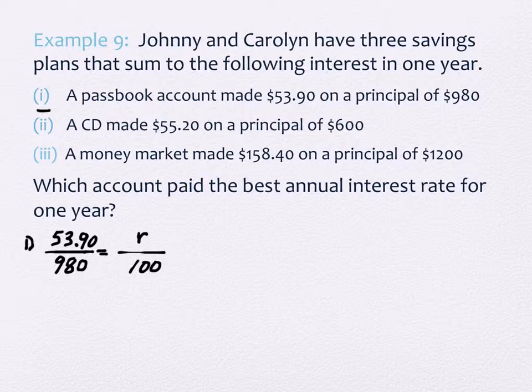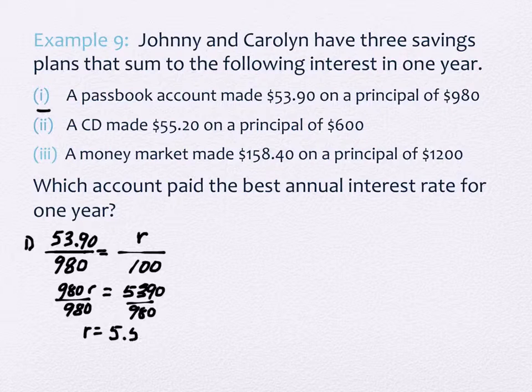Okay, so we're going to cross multiply, right? 980R equals 5,390. So what happens when you divide this? What was it, Leah? 5.5 what? Percent. Yeah, it's a percent that we found. This is the percent of a value when the values are known. Looking for the percent. So the interest rate on the first investment is a 5.5% interest rate.